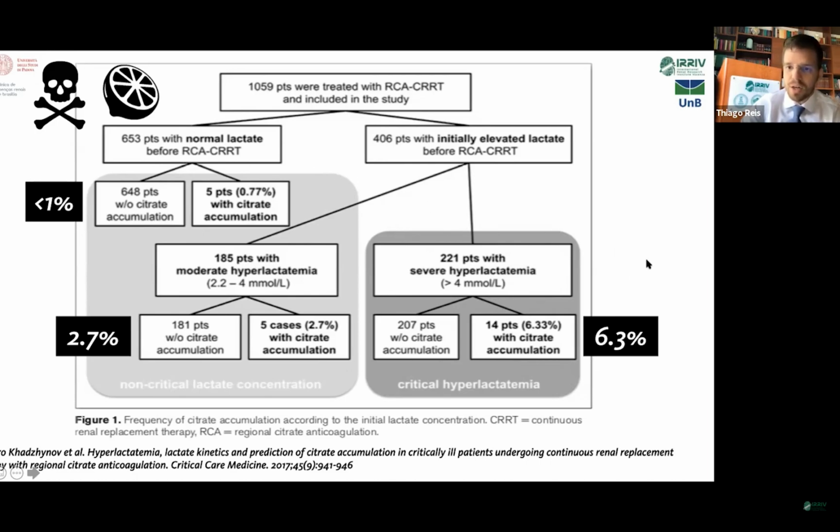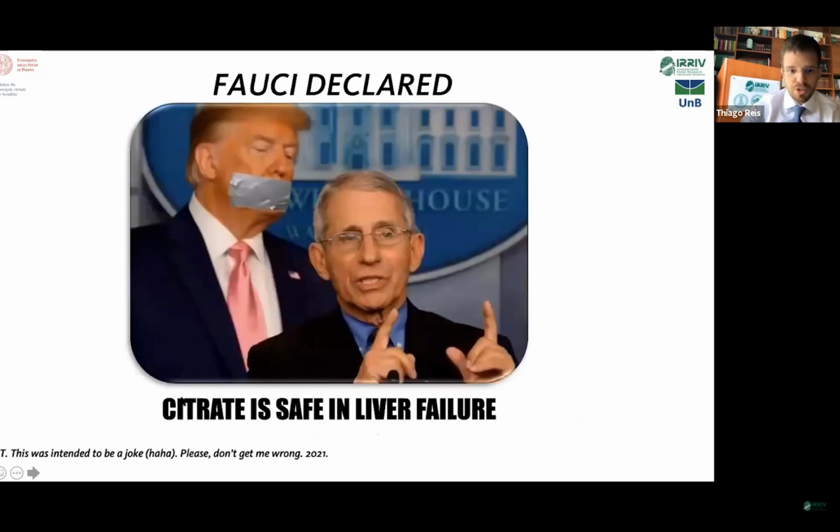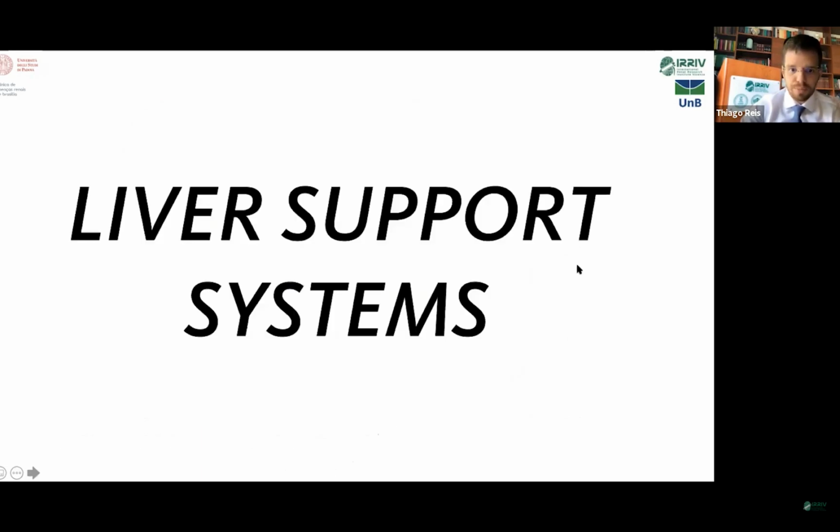It mainly occurs in patients with severe sustained hyperlactatemia, but not in patients with liver failure. So tests for liver failure are not good predictors for citrate accumulation. So we can claim that citrate is safe in liver failure.